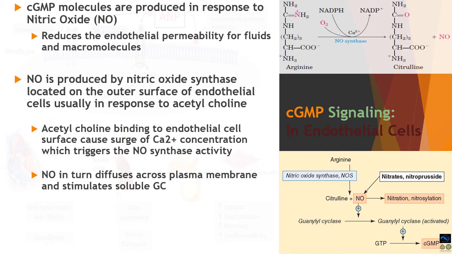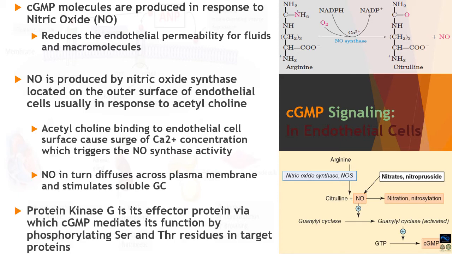Then cGMP does its function by activating the protein kinase G type, and this protein kinase G results in a change in the cytoskeletal structure, changing the permeability of these endothelial cells. The phosphorylation by protein kinase G happens in a similar way as for the protein kinase A effectors, resulting in the phosphorylation of serine and threonine residues of the proteins which are downstream under the influence of guanylyl cyclase as well as protein kinase G. There is a wide variety of proteins under the influence of protein kinase G, which perform a wide variety of functions.